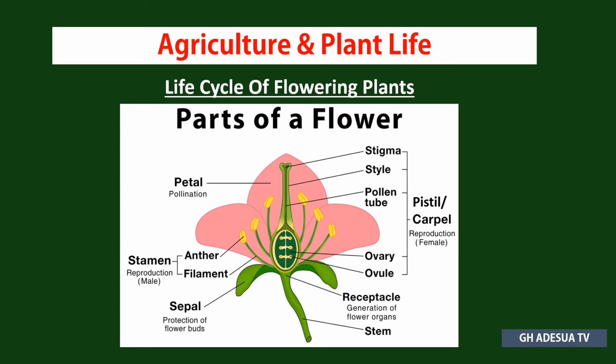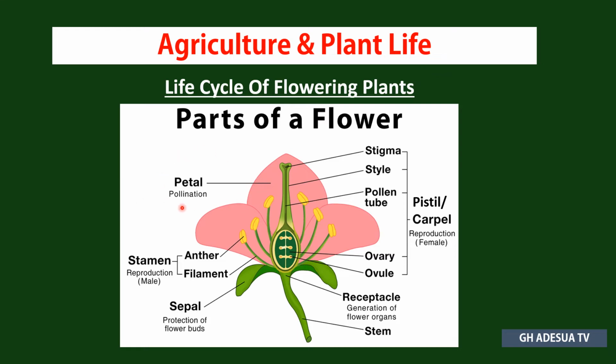Okay, so now the parts of a flower. We have a flower here, and then it has various parts. Now when you see a flower from apart, what makes you see that it's a flower is called the petal. It is a colored portion, and that is what makes you know that that is a flower.